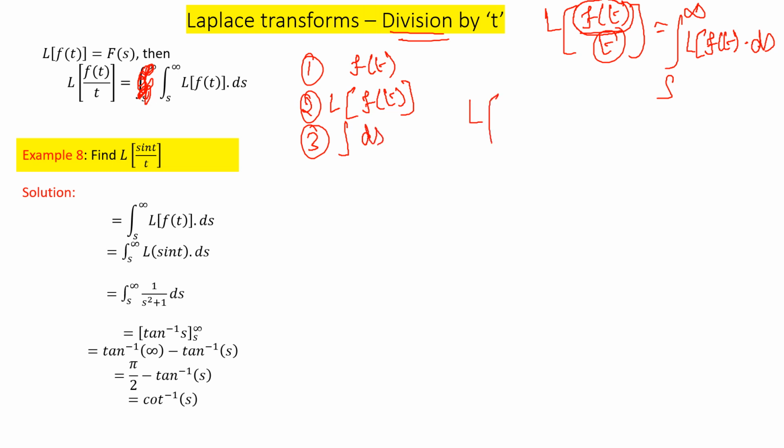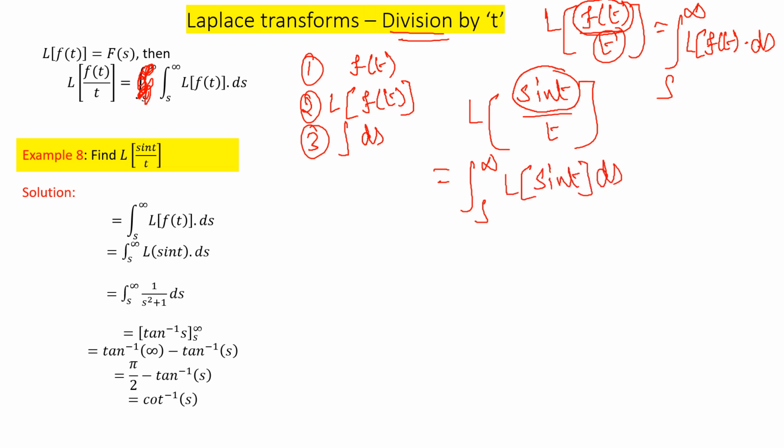So here in this question I have given L of sin t by t. So here f of t equal to sin t. So let us substitute in the formula. You have L of sin t into ds. So this is nothing but integral s to infinity. L of sin t is 1 by s squared plus 1 into ds. This is nothing but tan inverse of s.